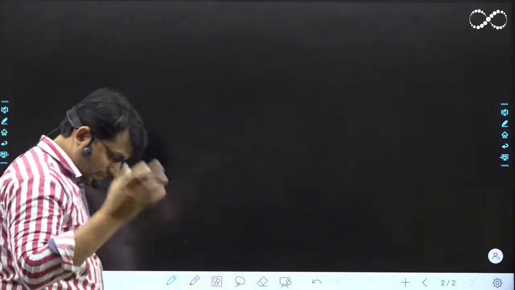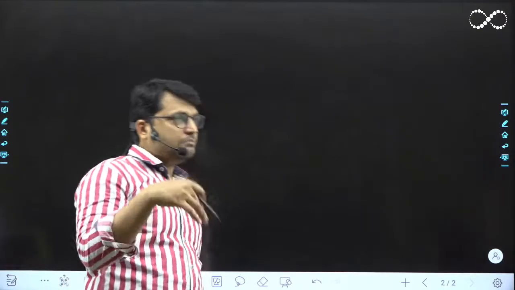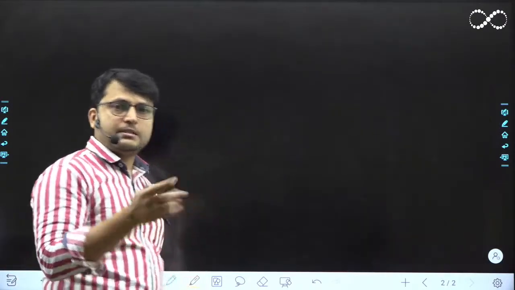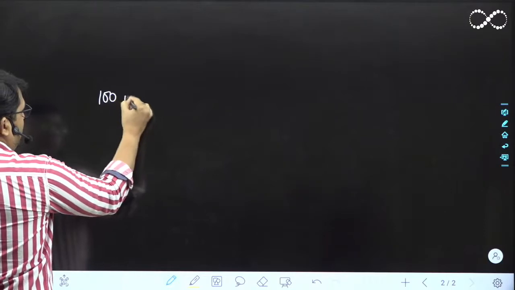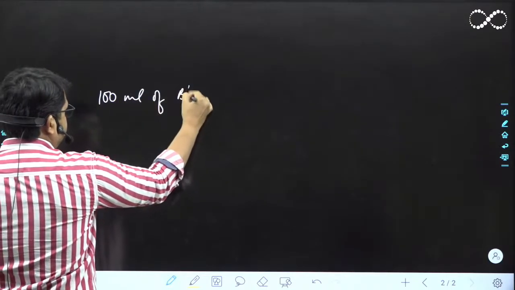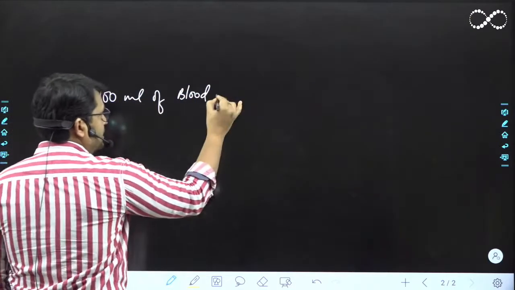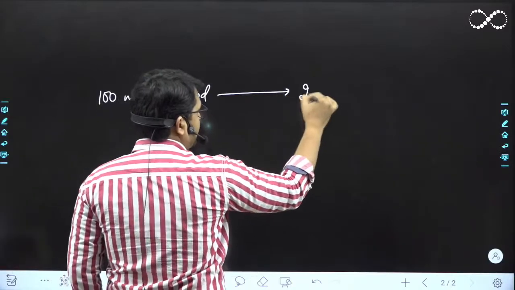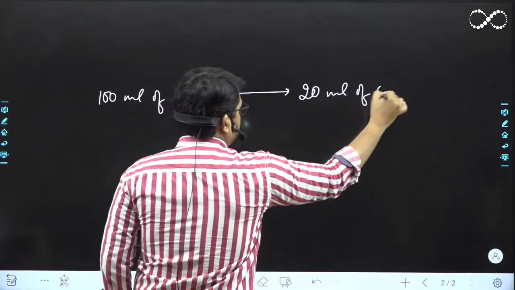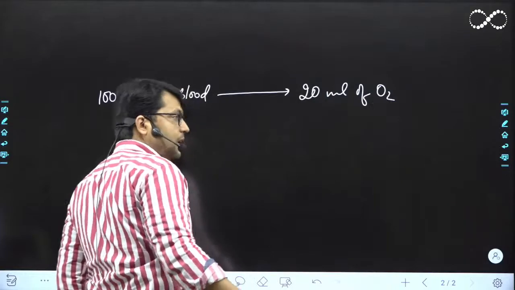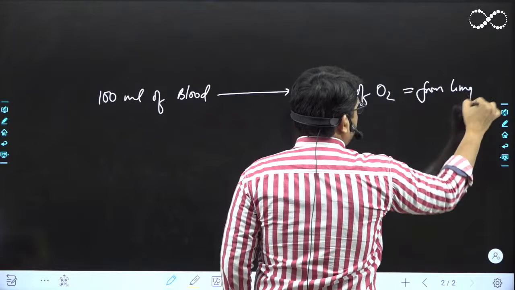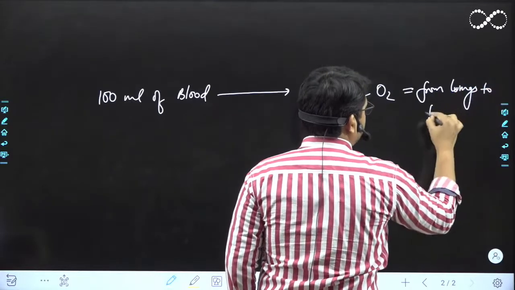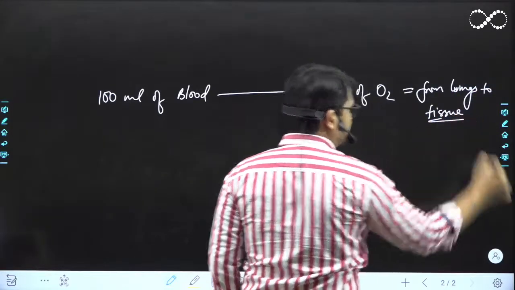So this was briefly about the hemoglobin. Now one more interesting fact, let me tell you. Since हम लोगों ने already breathing and exchange of gases कर लिया है, तो यहाँ पे मैं आपको बता देता हूँ. 100 ml of blood, right? This is going to carry 20 ml of O2. कहाँ से कहाँ? This is from lungs to tissues. Carry किया, right?